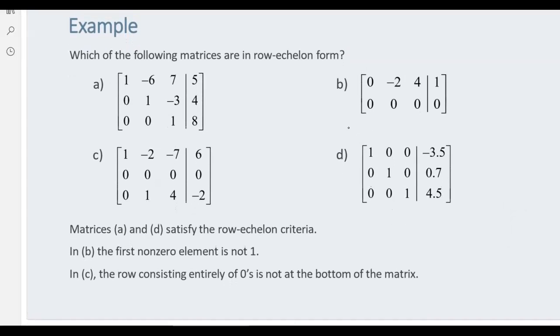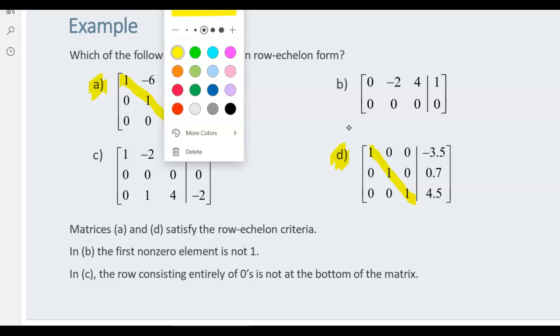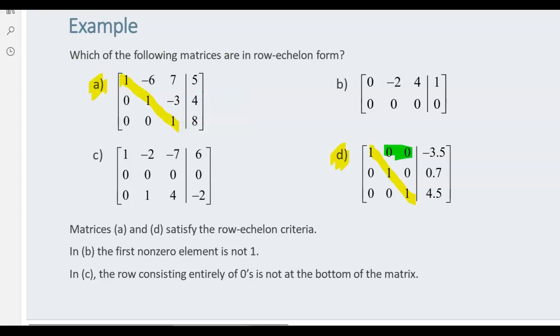But just to recognize which matrices are in row echelon form, matrix A and matrix B in this case are in row echelon form because there are ones on the diagonal, and then everything below the ones are zeros. Matrix B is in reduced row echelon form. It's got that extra bonus of having zeros in the upper triangle as well.